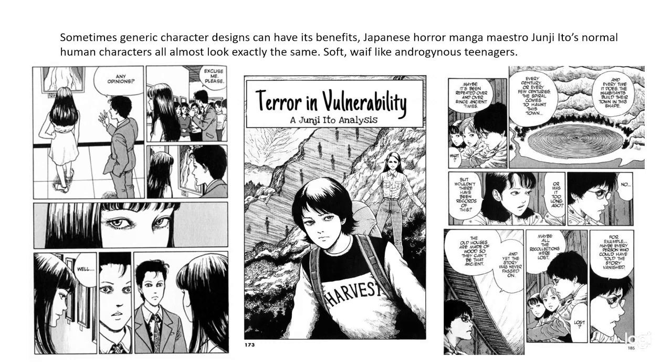Japanese horror manga maestro Junji Ito's normal human characters all almost look exactly the same. Soft, wave-like androgynous teenagers. So yeah, as you can see here, especially this panel on the right page, these two characters pretty much have the exact same face, and then in profile you can see that this face here on the right second row panel, and then on the far left bottom left panel it's almost exactly the same as well, almost same skull structure, same eye size, same place where the nose is. The mouth looks exactly the same.